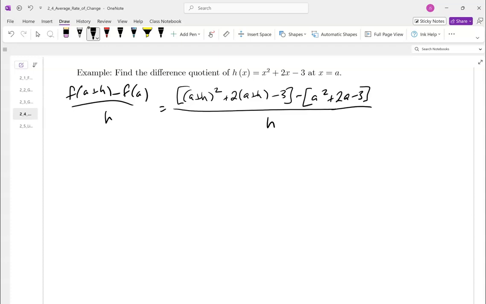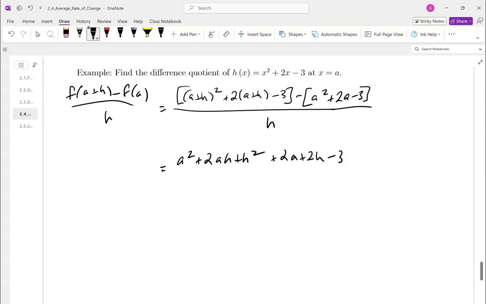Yeah, distribute everything out on top, right? Multiply everything out. When you multiply out your a plus h squared, what do you get? Good. Don't forget to FOIL, right? Don't forget to do all your distributions. You get a squared plus 2ah plus h squared. Got to do all your multiplications. Distribute your 2 through. You get 2a plus 2h. And then minus 3 on the end.